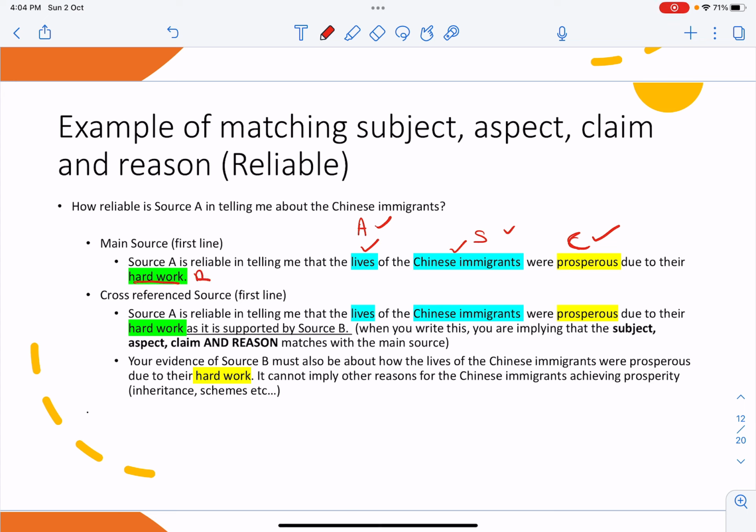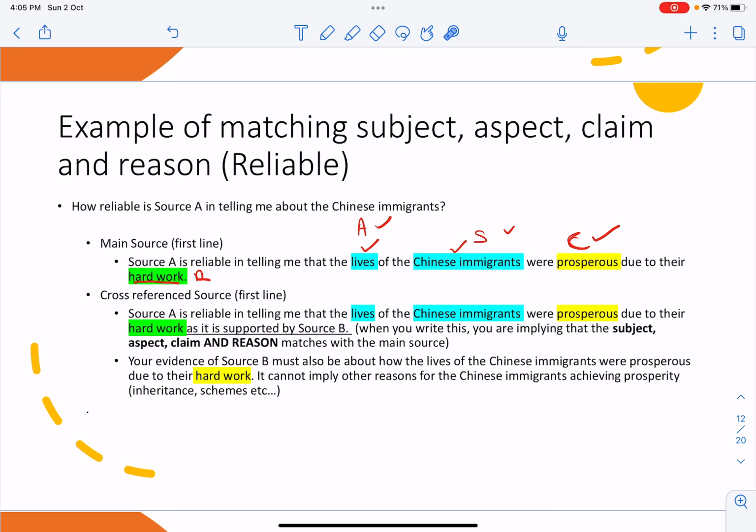So I will check the other sources to see whether I can see that I'm talking about number one, the Chinese immigrants. Then number two, I'm talking about the lives of Chinese immigrants. Number three, I'm talking about them being prosperous. And number four, I'm also talking about whether they are hard work. They are prosperous due to the hard work that they put in. So if I'm going to cross-refer to check reliability, all these four must be present.